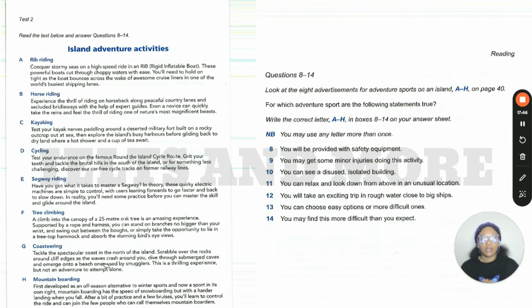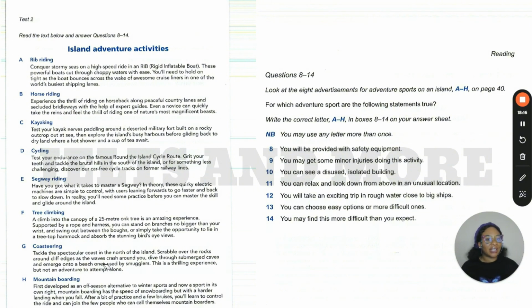So I said, this is your question paper, and read your instructions. So read the text below and answer questions 8 to 14. Now the instruction, of course, you have your heading. Always read your headings, okay? Island adventure activities. So even before you read, the heading has given you an idea that this whole passage is going to be about some activities you can take on an island, or you can partake in when you're on this particular island.